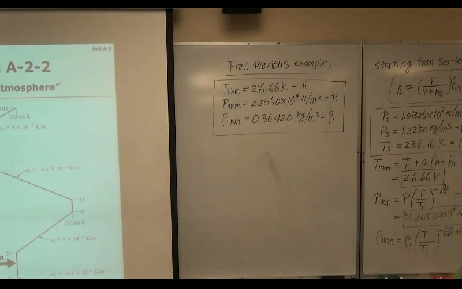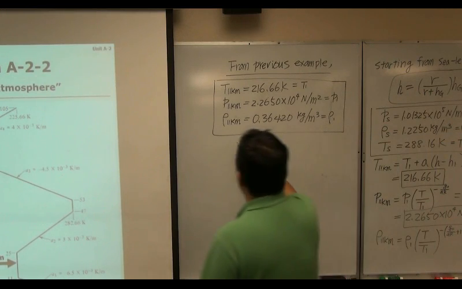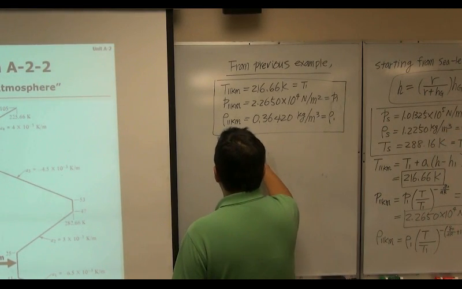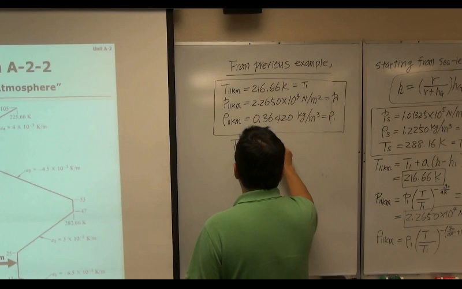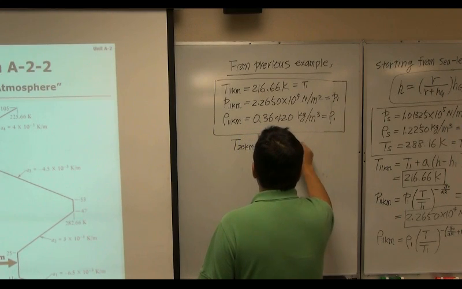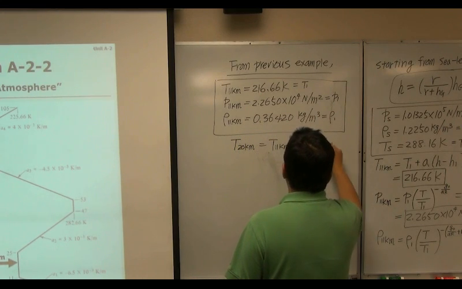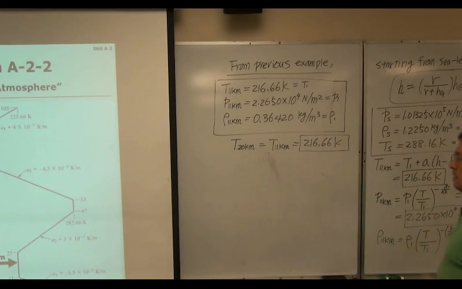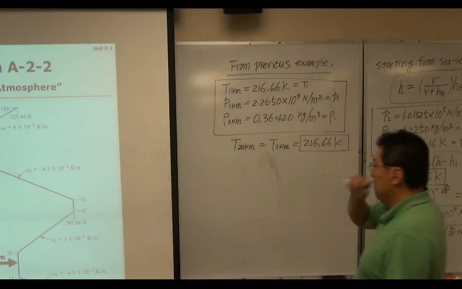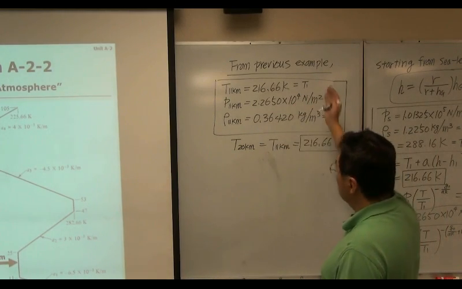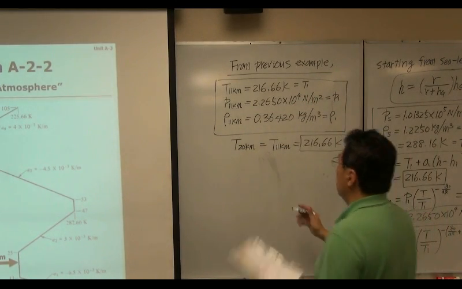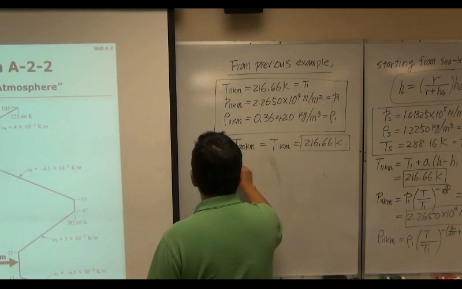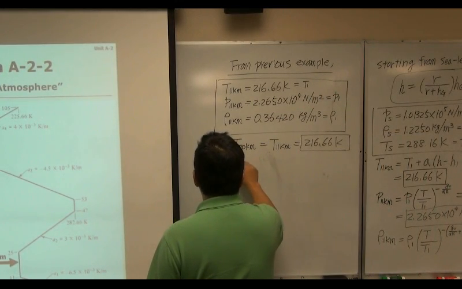Then we are going to apply the isothermal equation. The easy one is temperature at 20 kilometers, which is essentially the same. Temperature is constant, so this is 216.66 Kelvin. Instant answer almost. Oh, it's so easy, because temperature is constant, that's called an isothermal layer. Now what about the pressure? Pressure at 20 kilometers.